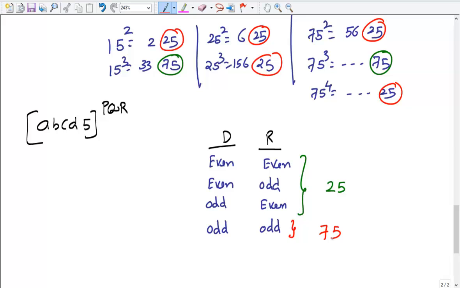Quite simple. What we have done for 1 is like we have multiplied d with r, that is tens digit of the base and then unit digit of power. Here we have considered tens digit of base and then unit digit of the power. However, whenever both of them are odd, the last two digits of the expression are going to be 7 and 5, that is 75. Whenever any one of them is even, then it's going to be 25.